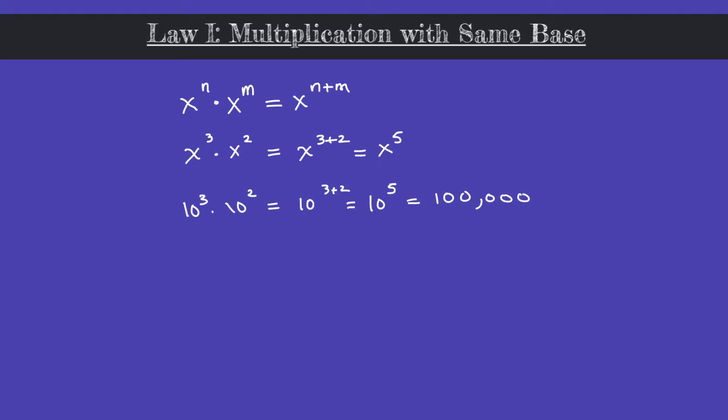So now let's break this down and see if it actually is true. 10 cubed is 1,000 multiplied by 10 squared, which is simply 100. So the question is, is this actually equal to 100,000? Well, when you put this in your calculator, it absolutely is. And we know that that's the same as 10 to the power of 5.